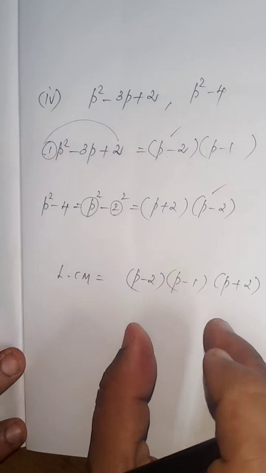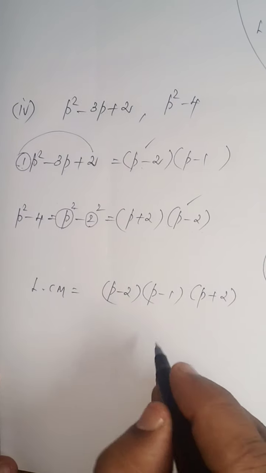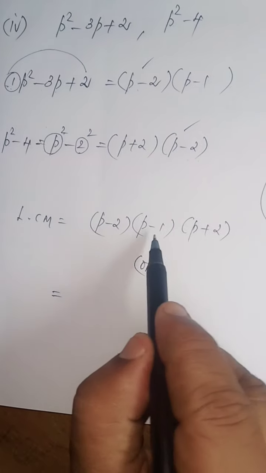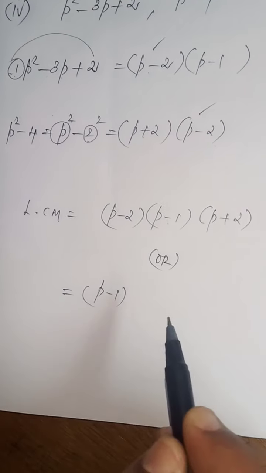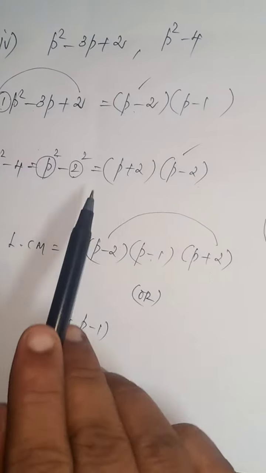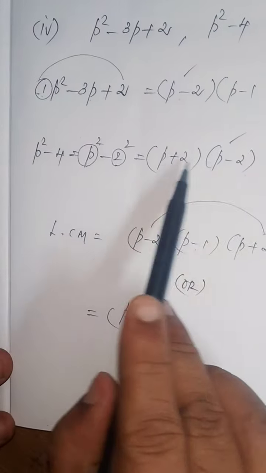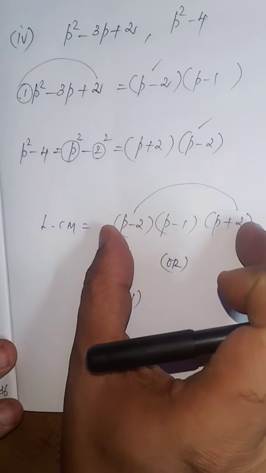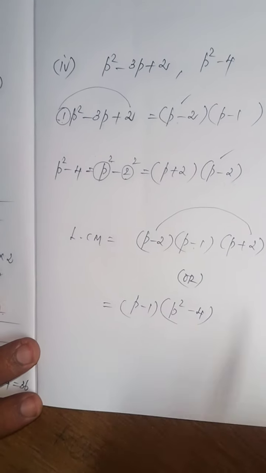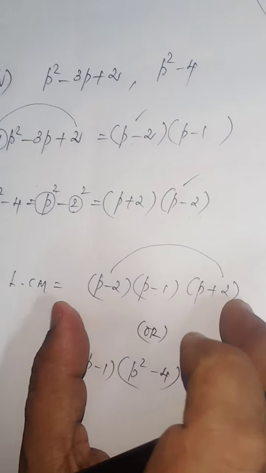You can stop the answer at this stage, or else you can simplify. Very simple. How to simplify? Write p minus 1 as it is. Particularly, you can join these two together, p minus 2 into p plus 2. This itself can be written as p squared minus 4. So these two factors together give p squared minus 4. If you feel it is very difficult to simplify, you can stop at the earlier stage. You will be given full marks, nothing to worry.